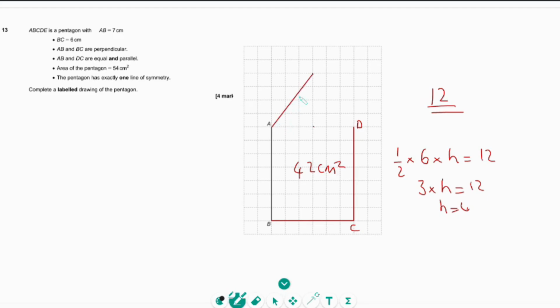So as you can see, I have a pentagon, 5 sides, with an area of 54 centimetres squared.